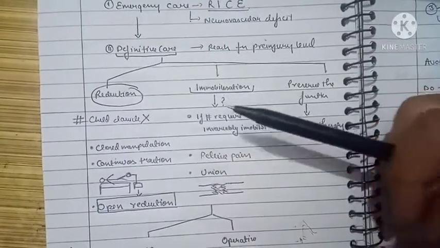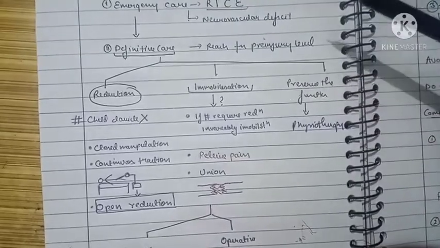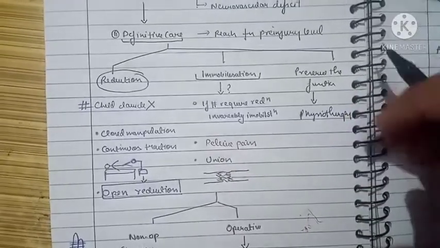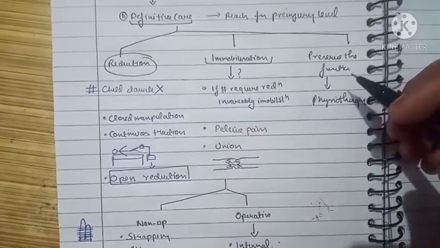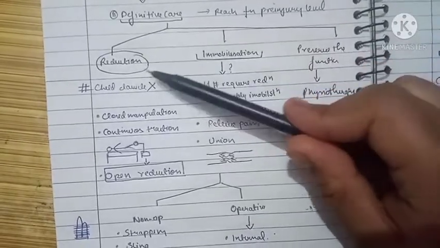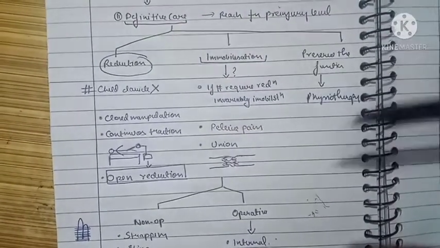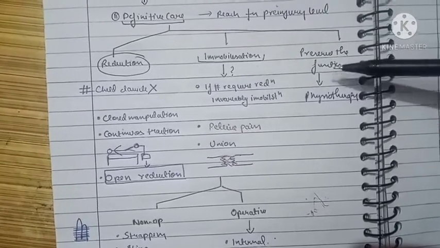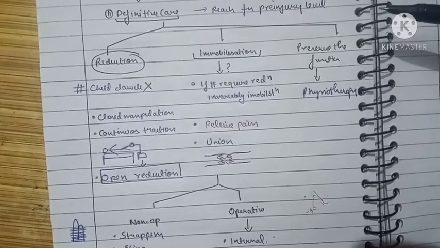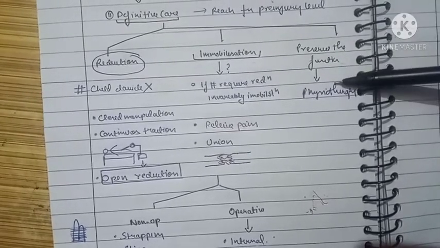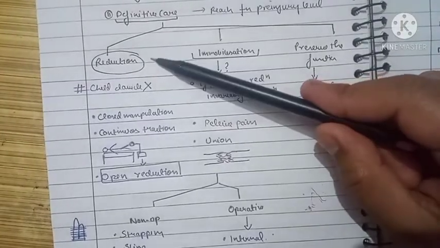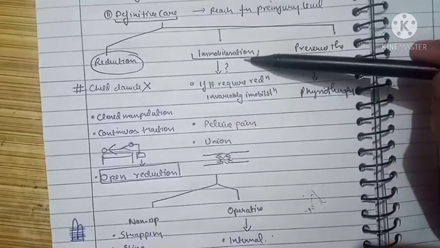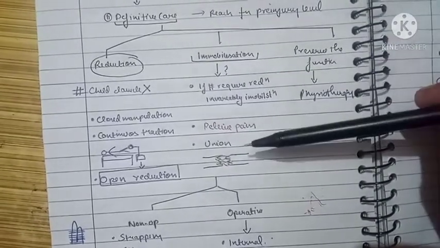Talking about definitive care, the aim of definitive care is to restore the function of the joint to the pre-injury level, contrary to the earlier aim, which was just to achieve union of the fracture. The steps involved in definitive care are reduction, immobilization, and preserving the function. Preserving the function starts at the point of injury and continues even after the fracture is immobilized. This is done by physiotherapy. Reduction is realignment of the fracture to the normal position, and immobilization is maintaining that realigned position.